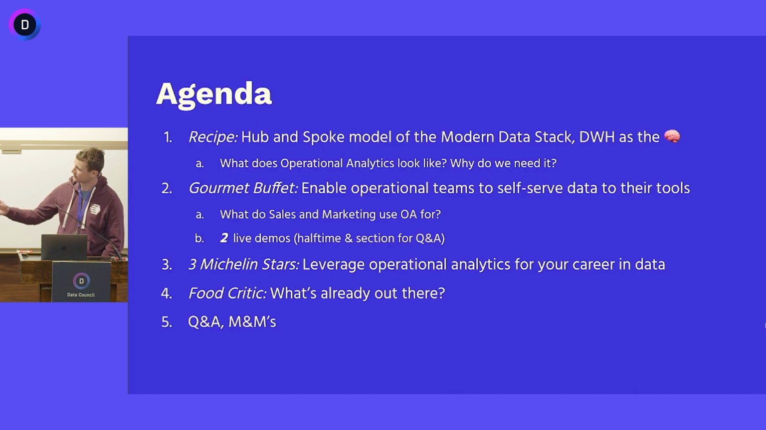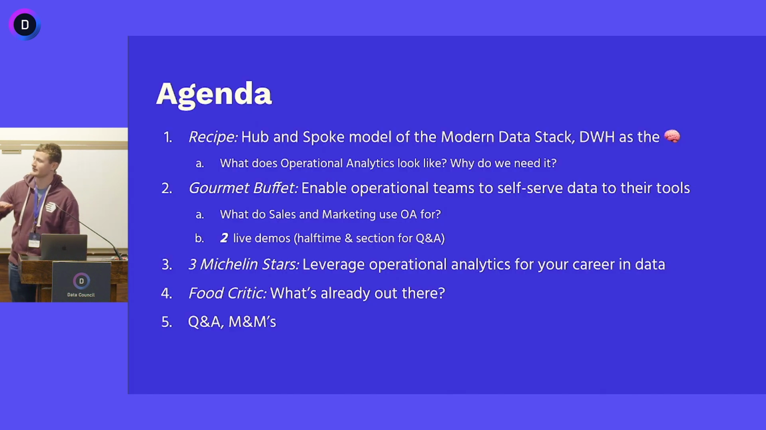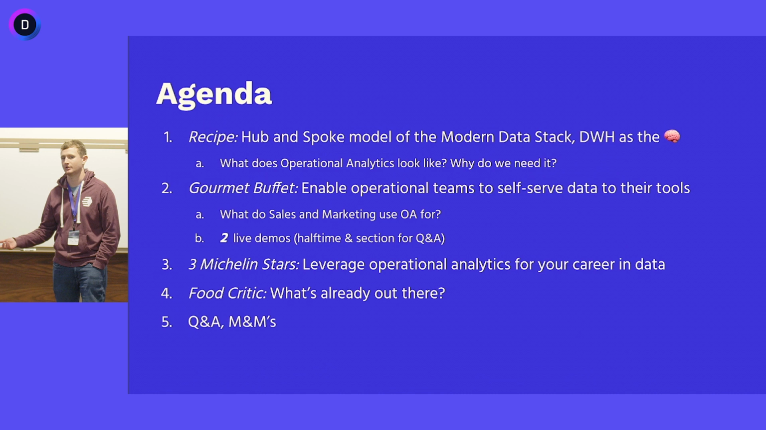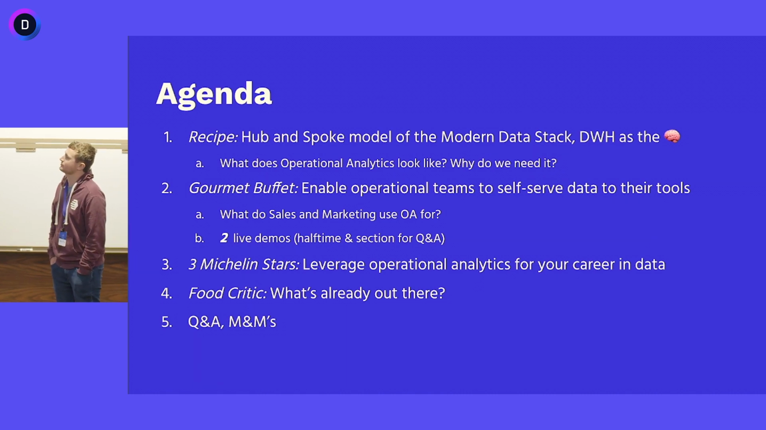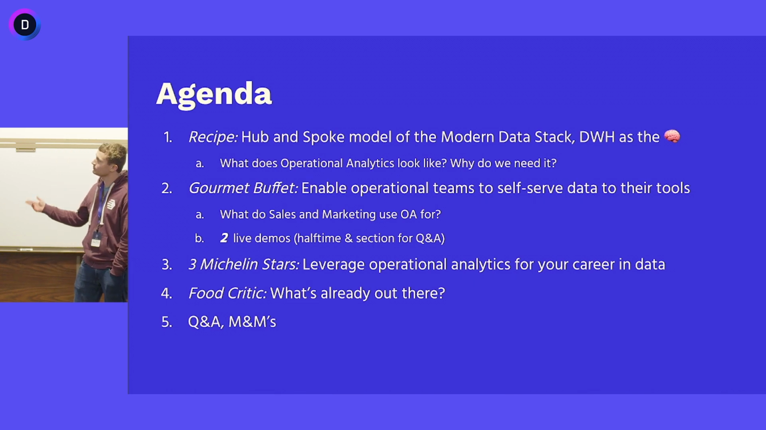So, a quick agenda. Number one is the recipe, which is the hub and spoke model of the modern data stack, basically using the data warehouse as the nervous system of an organization. We'll talk through a couple of diagrams of what that can look like. Number two is building the buffet, how operational teams can self-serve data into their tools. We're going to talk about use cases, the sales use case as well as the marketing use case. Then we'll walk through two live demos.